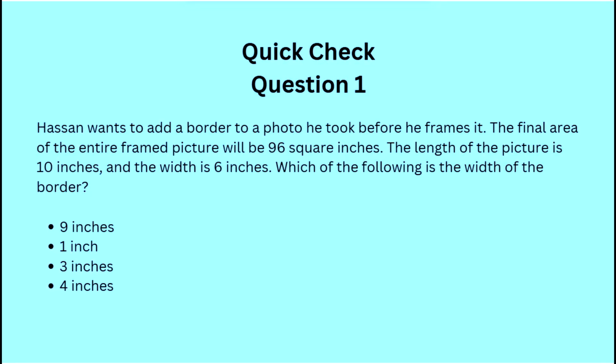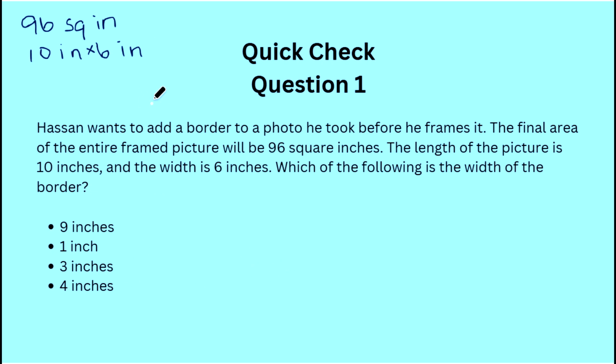Here's quick check question 1. I will not give you the answer to this, but I will show you the steps to take to find it. Hassan wants to add a border to a photo he took before he frames it. The final area of the entire framed picture will be 96 square inches, okay? So when it's done, the total area is going to be 96 square inches, okay? The length of the picture is 10 inches, and the width is 6 inches. Which of the following is the width of the border?